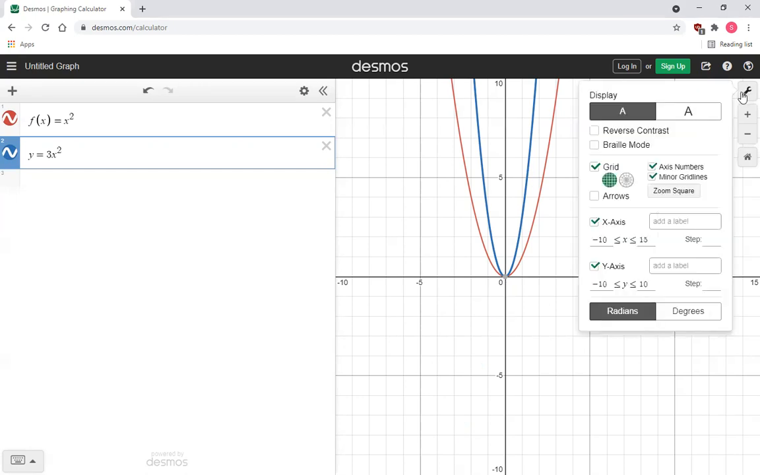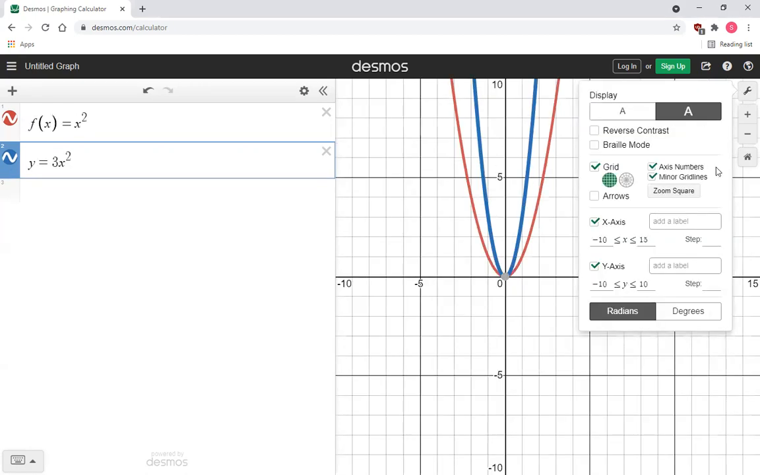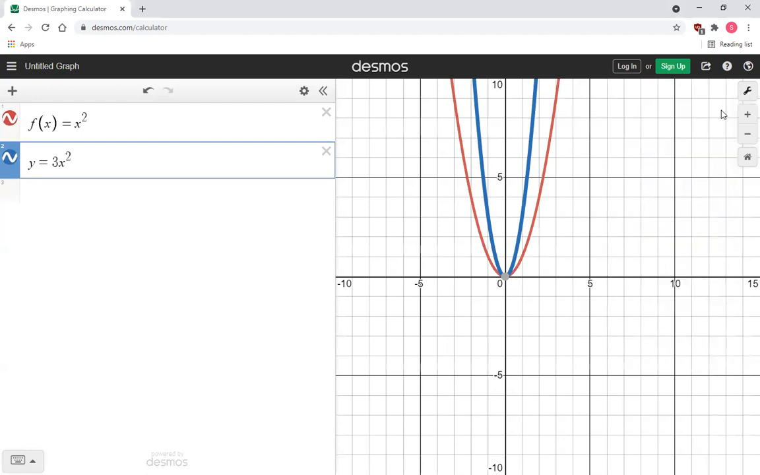Well, I would, but they changed it on me. There we go. Now they call it big A or little a. They used to call it projector mode. So we can see the grids a little better here, but we can see that when y was equal to 1, now it's equal to 3. When y was equal to 2, here, now it's equal to 6. So it just stretched it out.